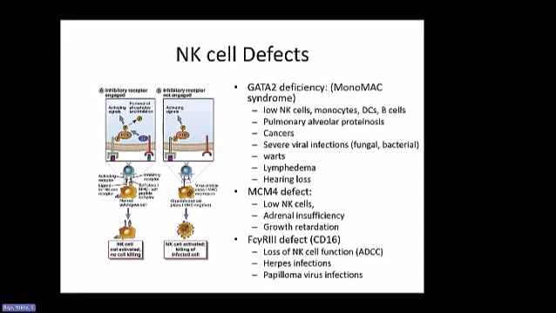MCM4 is actually a quantitative defect along with low NK cells. It will also present with adrenal insufficiency and growth retardation. And Fc gamma R3 or CD16 is a defect in NK cell function. So the antibody-dependent cytotoxicity is defective, and these patients present with HPV and HSV infections.